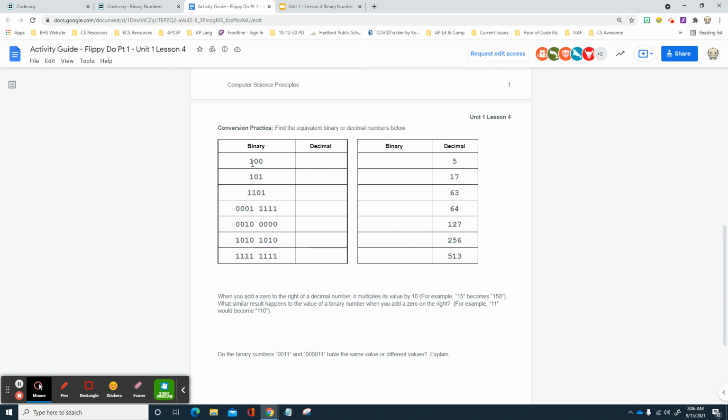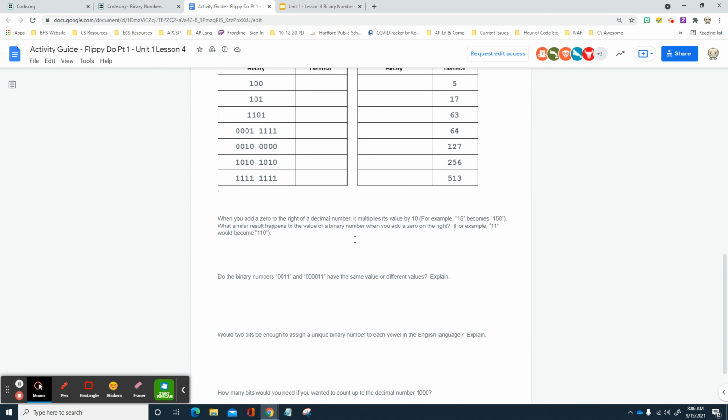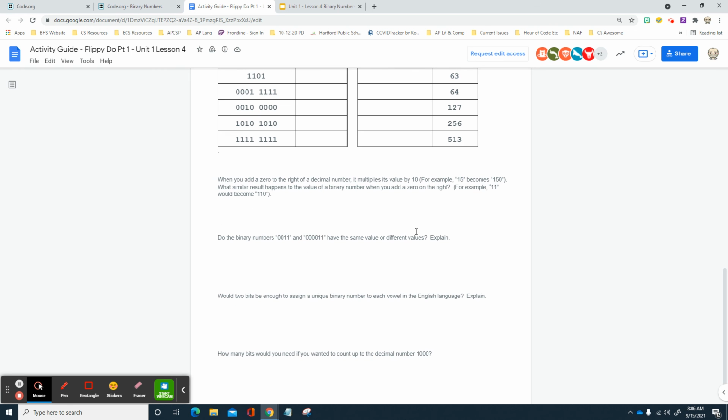Then find the equivalent binary or decimal numbers below. So here's the binary 100. What is that in decimal? All right? And use your flippy do as a resource. Here, it's the opposite. Well, the opposite process. You have a decimal, 5, the value of 5. In decimal, express it in binary. Use your flippy do. And then when you add the 0 to the right of a decimal number, it multiplies its value by 10, right? 15 becomes 150, all right?